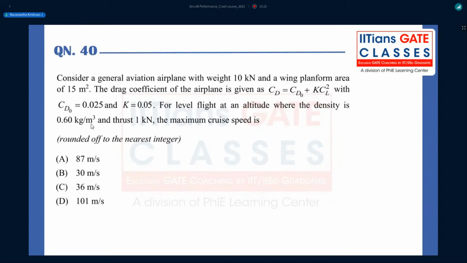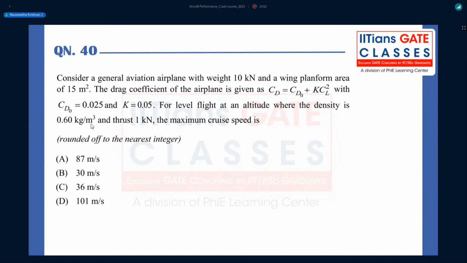Next, question number 40. Consider a general aviation airplane with weight 10 kilonewton and wing planform area of 15 meters square. The drag coefficient of the airplane is given as CD equal to CD naught plus K CL square, with CD naught equal to 0.025 and K equal to 0.05, for a level flight at an altitude where the density is 0.6 kilogram per meter cube and the thrust is 1 kilonewton.